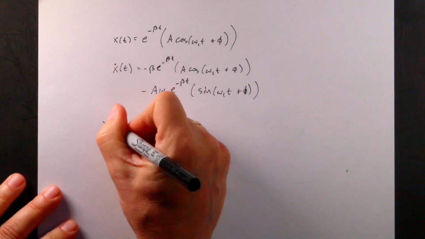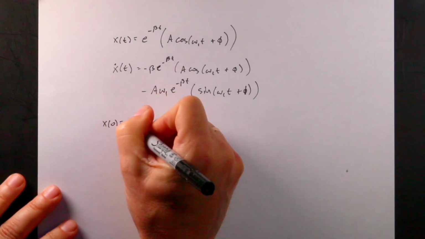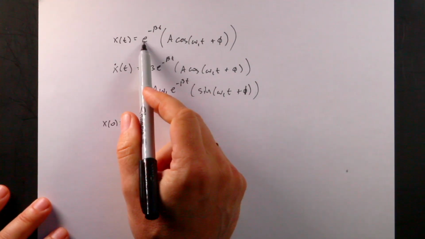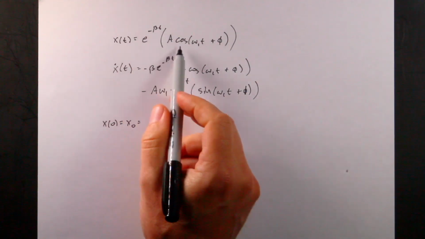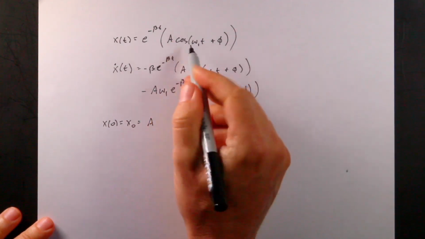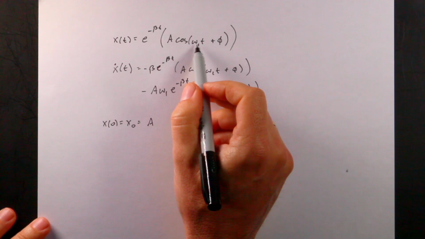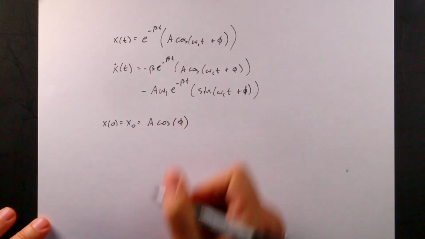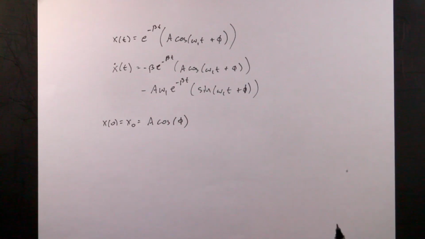Now let's apply the initial conditions. So I'm going to say x of 0 equals x0. If I put in t equals 0 up here, I get e to the 0, which is 1. And then I get A times cosine of 0 plus phi, so it's just going to be cosine of phi. And I don't know A and I don't know phi, so I'm kind of stuck right there.